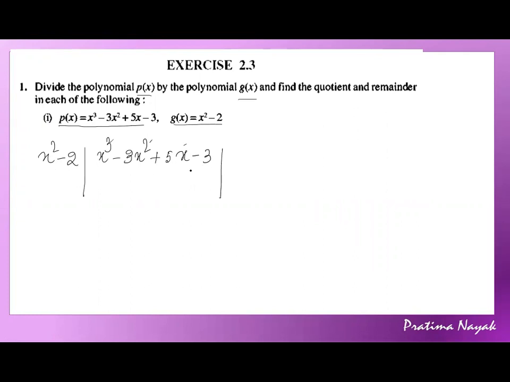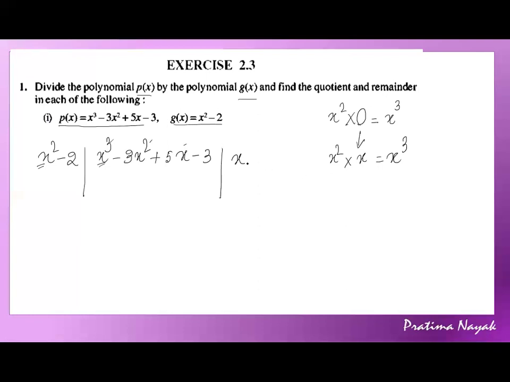Next, coming to division, how do we do it? First we take the first term of the divisor and the first term of the dividend. First term of the dividend is x cube. First term of the divisor is x square. Now you will think what should be multiplied here so that I get x cube. Certainly it will be x, because x square multiplied by x gives you x power 3. So the first term of the quotient polynomial will be x.